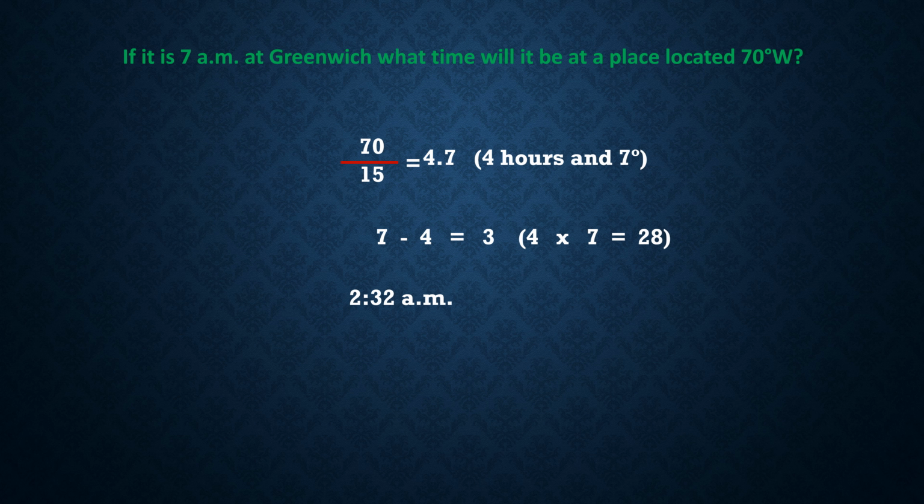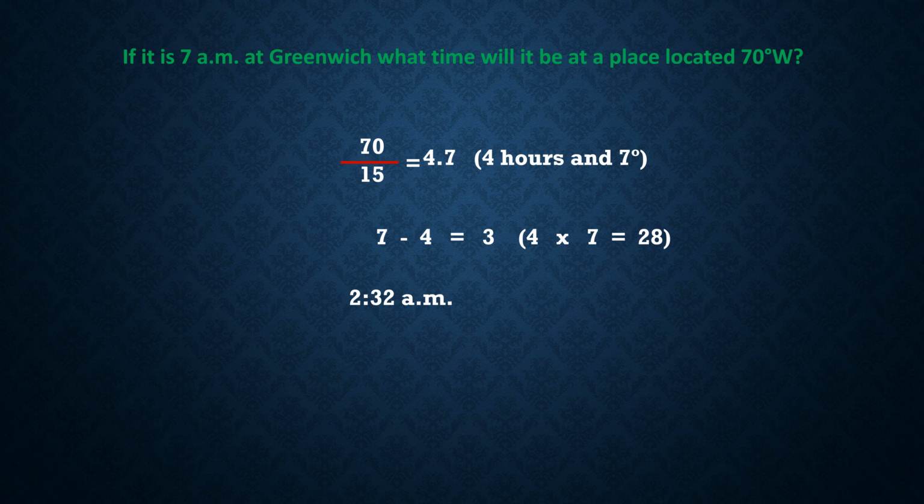After we work out our 7 degrees into minutes by simply multiplying it by 4 minutes, and the reason why we multiply it by 4 minutes is that 4 minutes is equal to 1 degree. Therefore, when we multiply our 7 degrees by 4 minutes, we get 28 minutes.